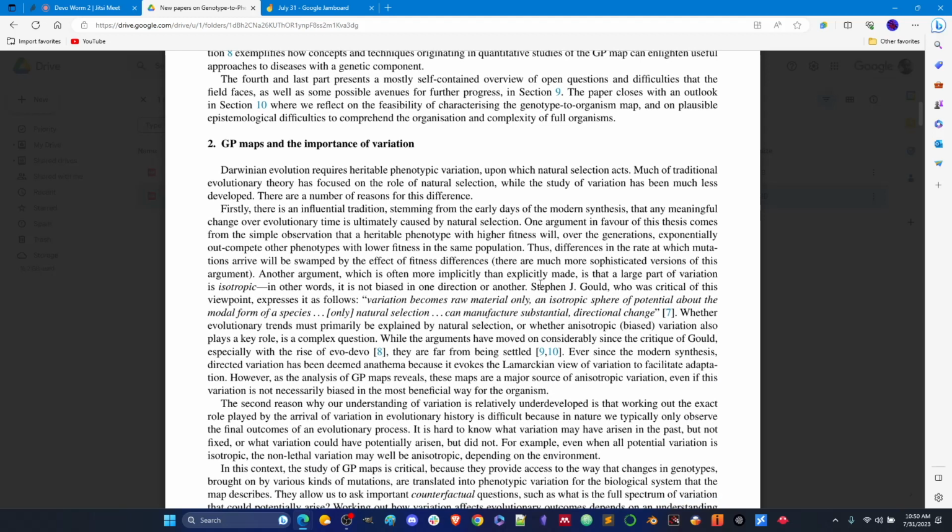And Stephen Jay Gould, of course, thought about these problems. He was very critical of the viewpoint that a large part of the variation in organisms is isotropic. In other words, it's not biased in one direction or another. He expressed it as follows: variation becomes raw material only, an isotropic sphere of potential about the modal form of a species, and only natural selection can manufacture substantial directional change. So this is something like what we're talking about with the bias in these models.